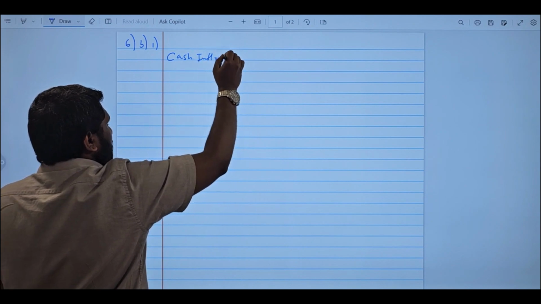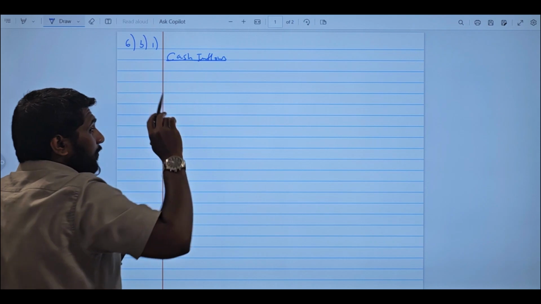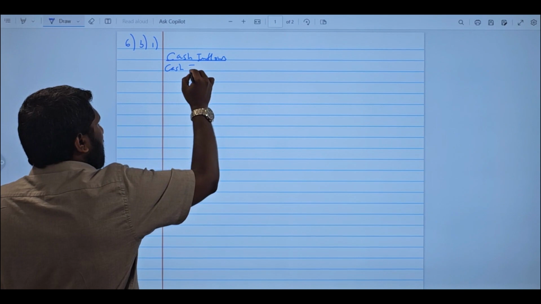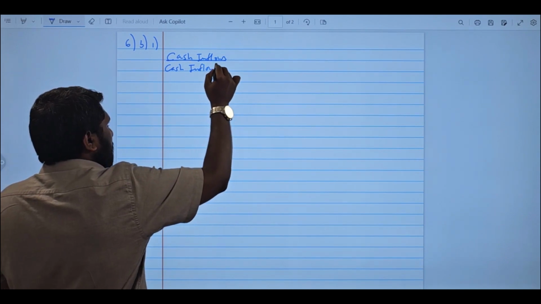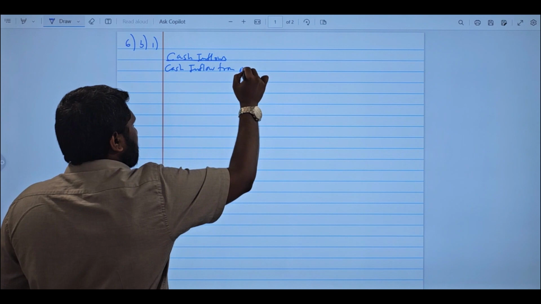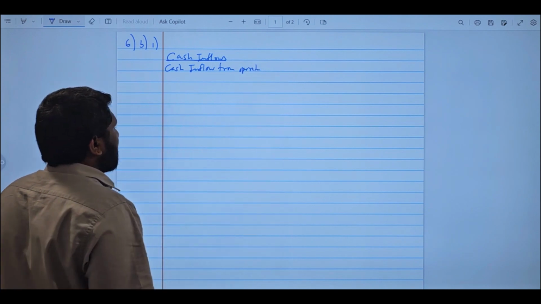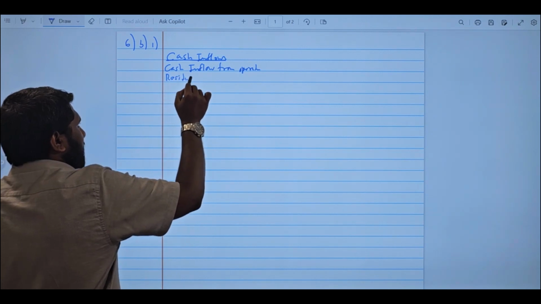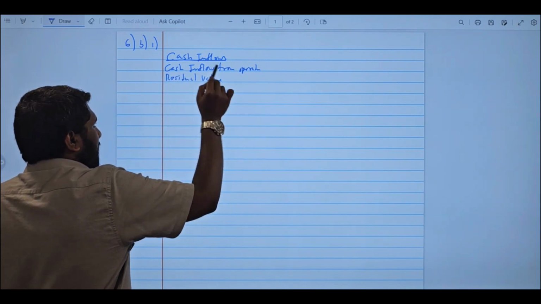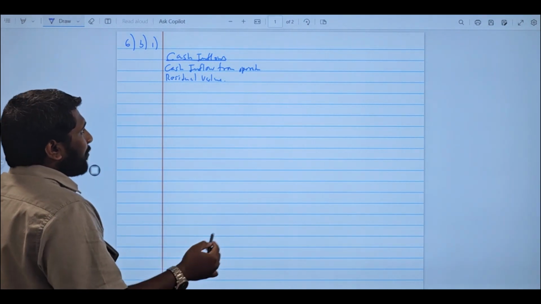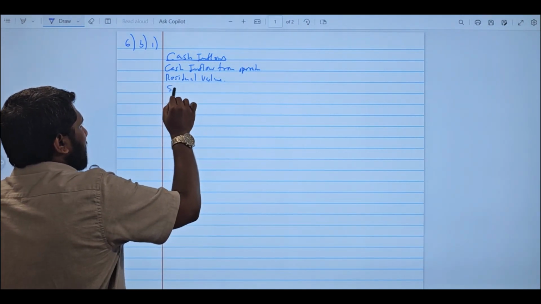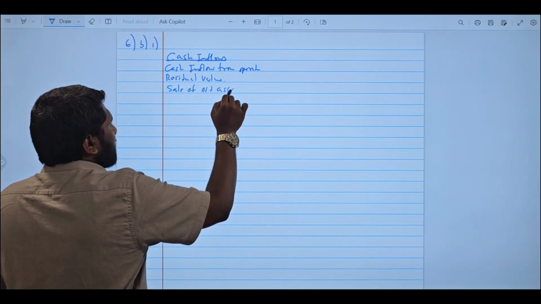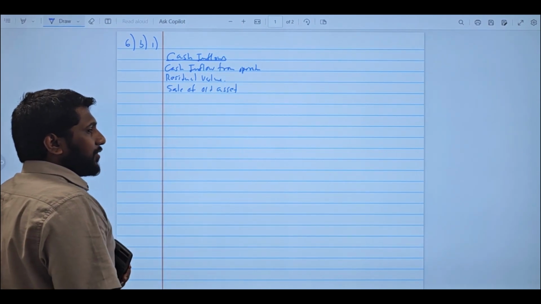So normally you will have 4 types of cash inflows. What are the 4 types? Cash inflow from operation. Another cash inflow is residual value. By selling the asset at the end of the project you can get some money, and by selling the old asset, sale of old asset, it is another cash inflow that you can get.